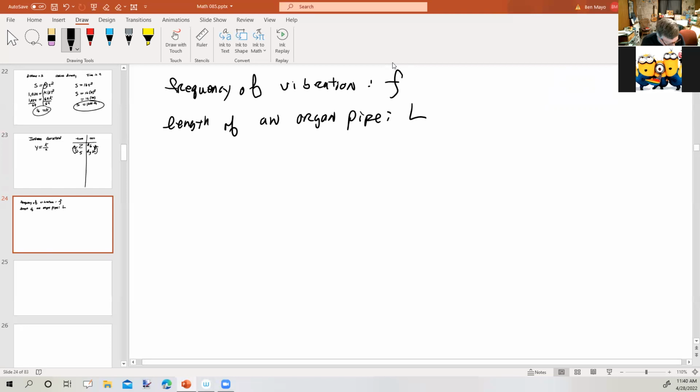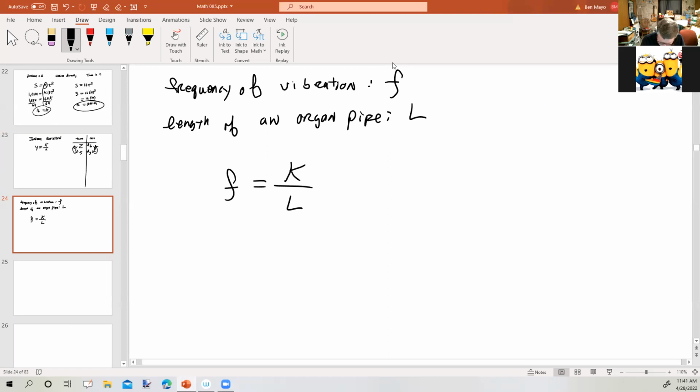The frequency of vibration of air in an organ pipe, so that's F, varies inversely as the length of the pipe. Again, K wasn't mentioned, but K is in the formula and K is always on top. So from that sentence, I get this formula. Are you okay with how I got it? Yes. All right.